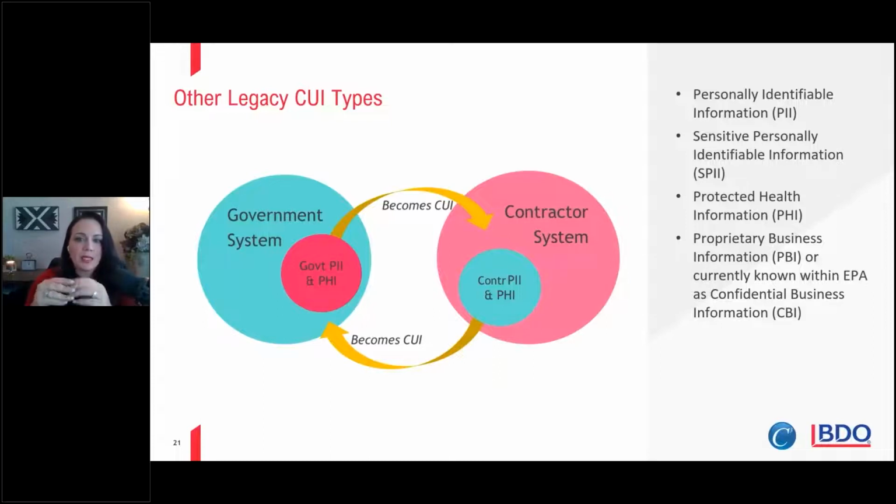So we see some of these other legacy data types that are a little more nuanced in the discussion, and you really have to see all CUI as a reference point.